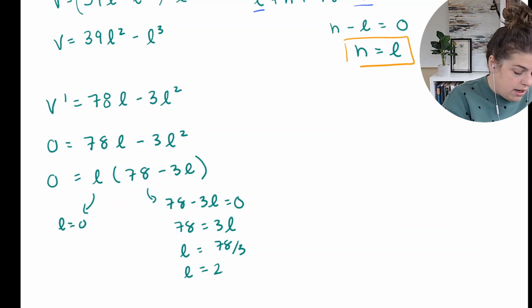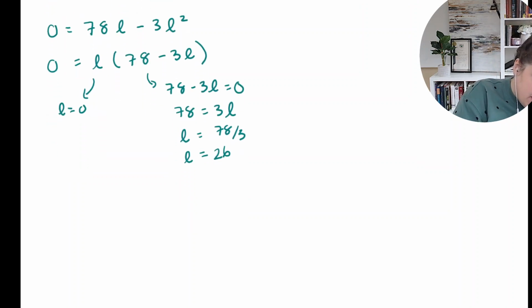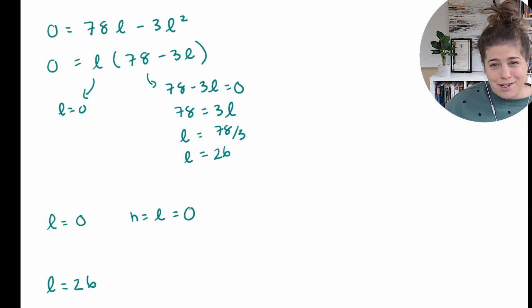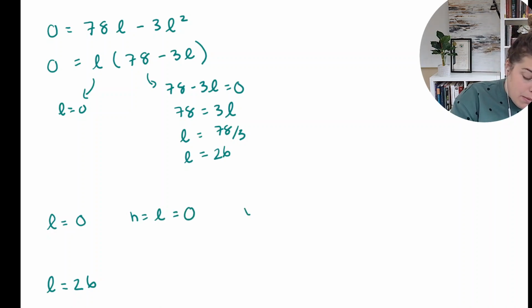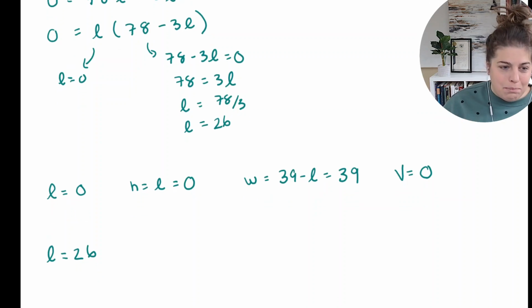Hopefully, I'm just going to double check that it gives us the same answer. Yep, 26. Okay. And so in that same vein, right now we have two potentials. We either have L is equal to 0 or we have L is equal to 26. We know that H is equal to L, so H is just equal to 0 as well. And we know that W is equal to 39 minus L, so W is equal to 39, and this would give us a volume of 0, right? So we get the same set of points as we did above.